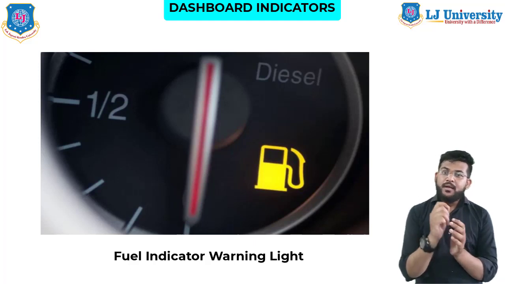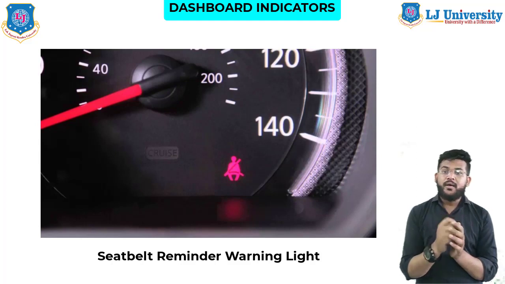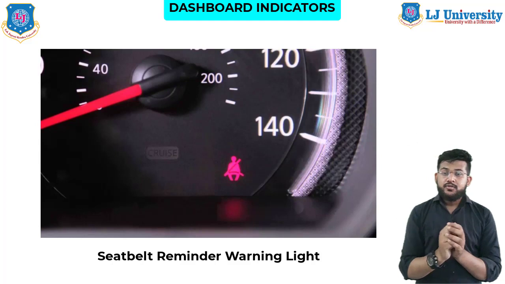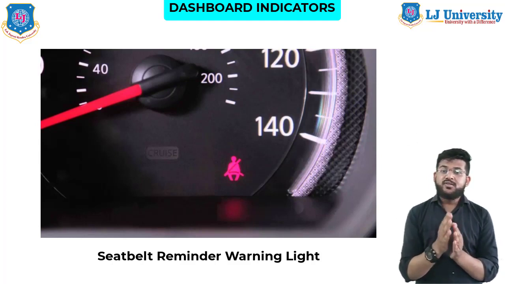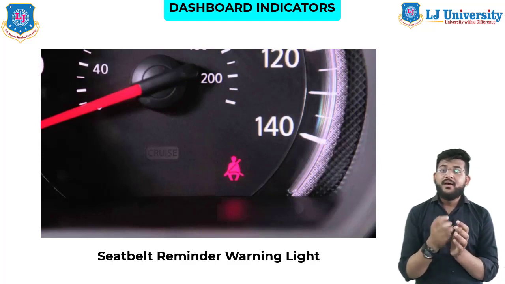Next is the seatbelt reminder warning light. So what does this seatbelt reminder warning light mean? Seatbelts are designed to avoid severe injuries in the case of accidents by preventing you from moving too much. The seatbelt will lock and keep us in our seat even if the car rolls in the case of collisions. Today all cars have sensors in the seat belt for your safety.